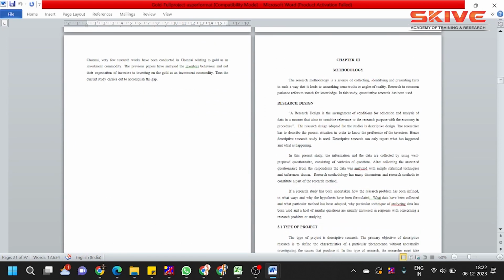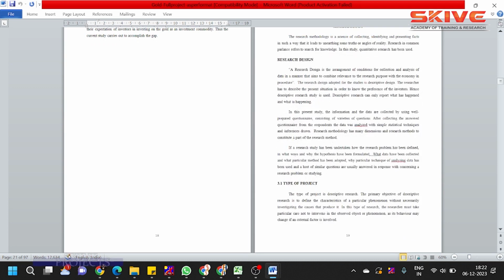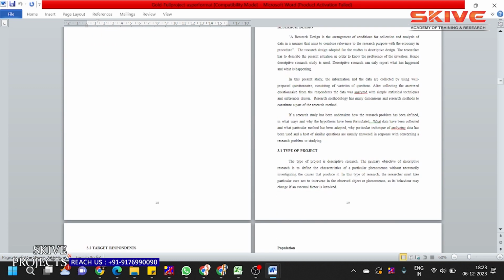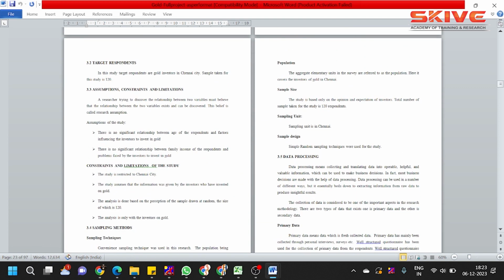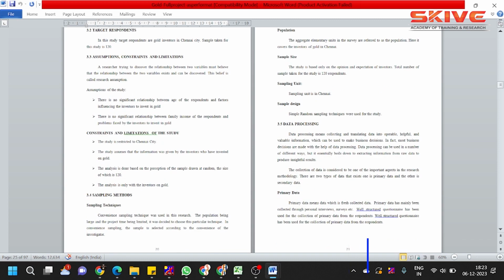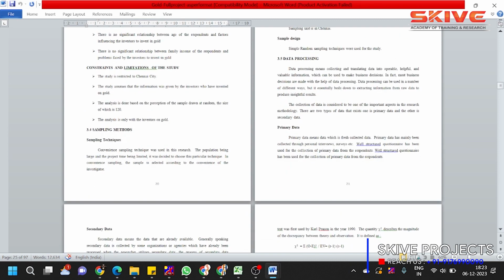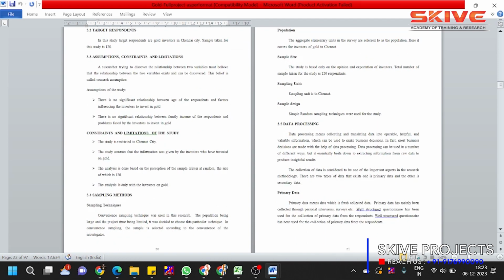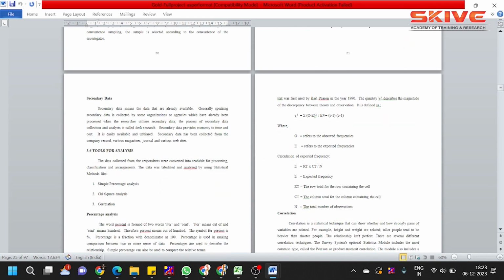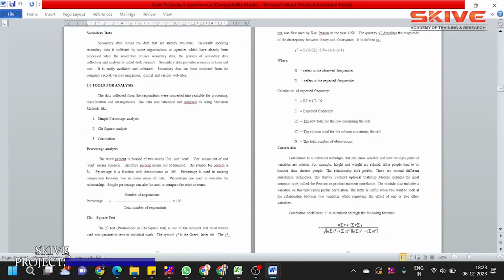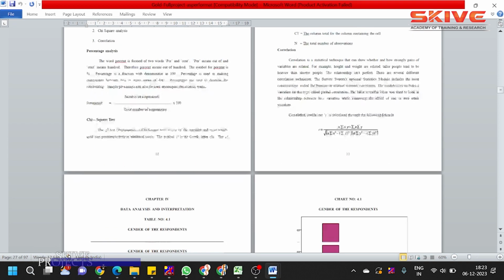And coming to chapter 3, methodology. So how we are going to carry out this project, the type of project, target respondents, assumptions, constraints and limitations, and sampling methods. What data processing techniques we are going to use, and what tools we are using for analysis. Generally we use these three tools: simple percentage analysis, chi-square, and correlation.